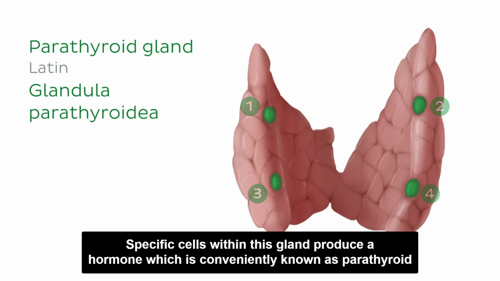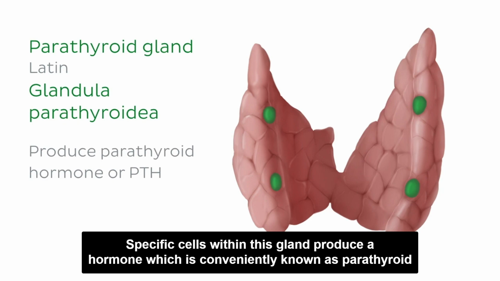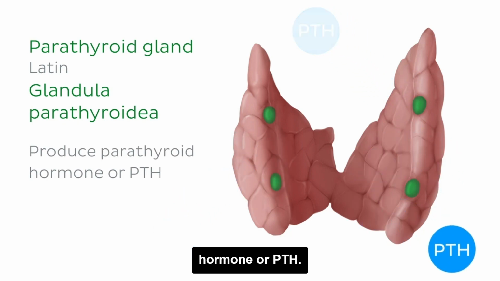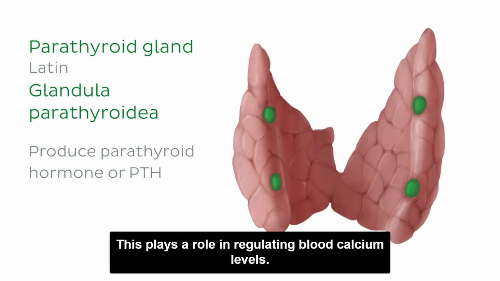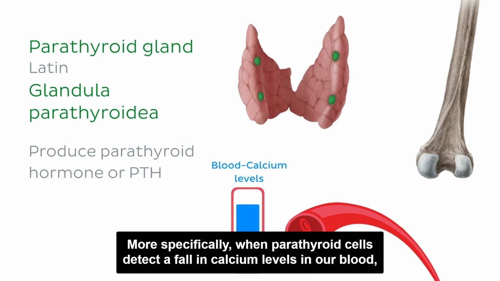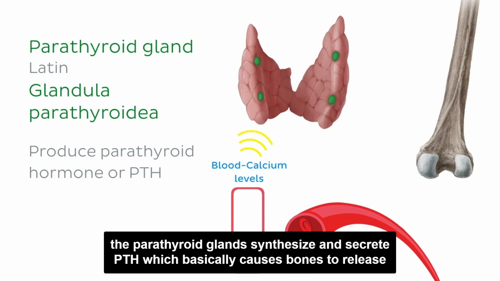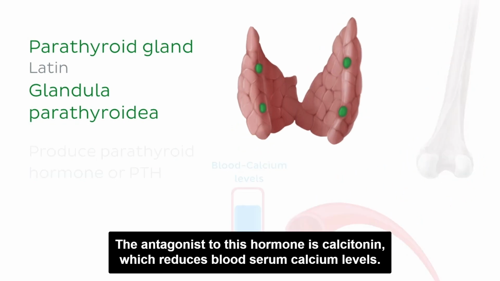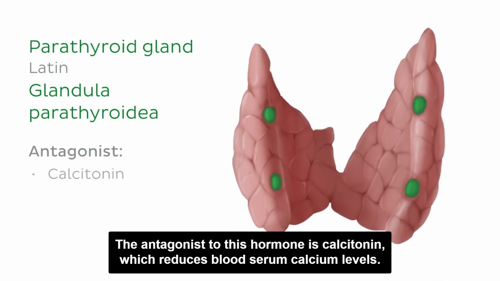Specific cells within this gland produce a hormone which is conveniently known as parathyroid hormone, or PTH. This plays a role in regulating blood calcium levels. More specifically, when parathyroid cells detect a fall in calcium levels in our blood, the parathyroid glands synthesize and secrete PTH, which basically causes bones to release calcium into the blood. The antagonist to this hormone is calcitonin, which reduces blood serum calcium levels.